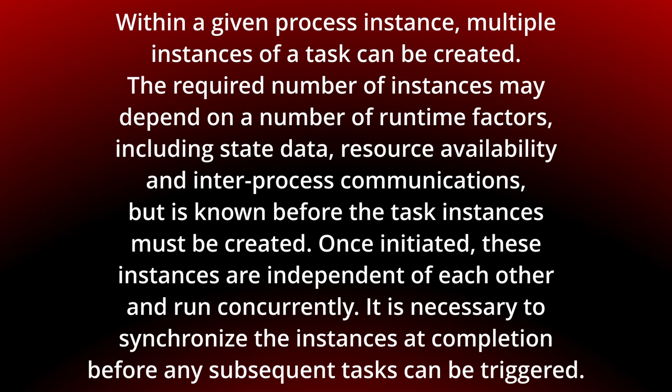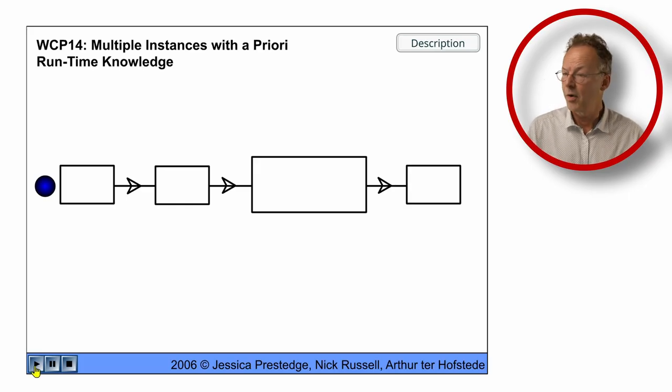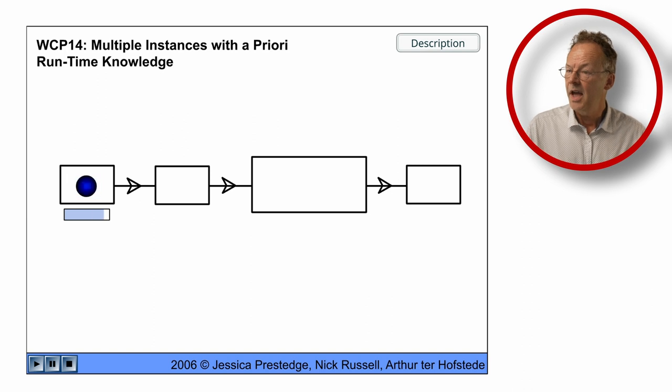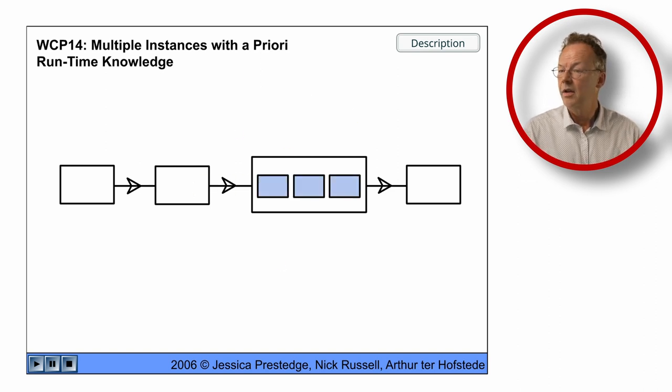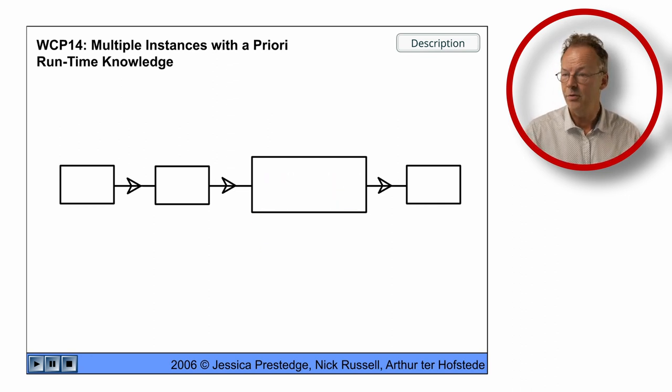You can see the behavior in the original flash animation. So here we start our process instance, and now we can enter the number of items in the multi-instance task, and we can complete them in any order, and only if all of them have been completed, we can continue and finish the process instance.